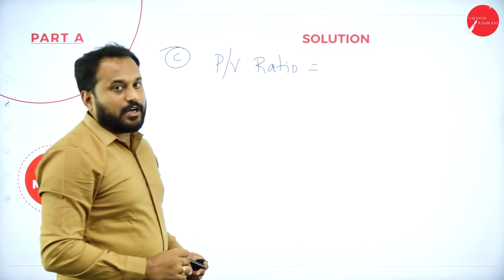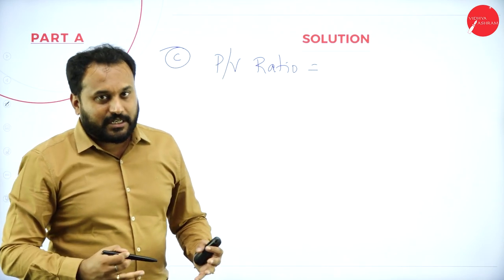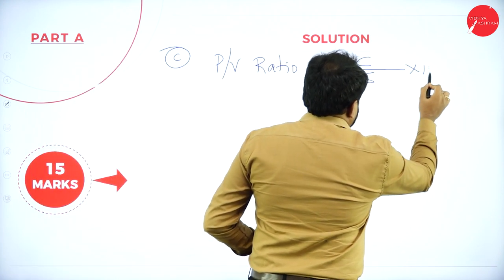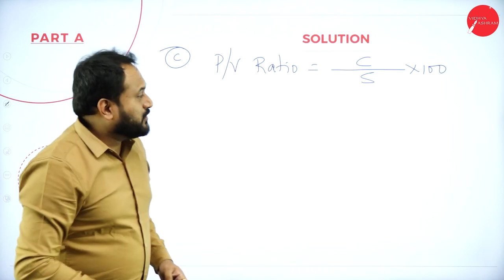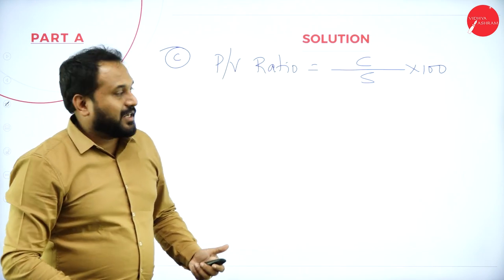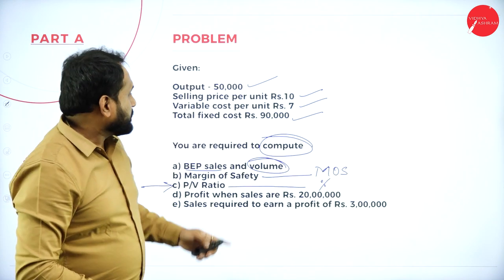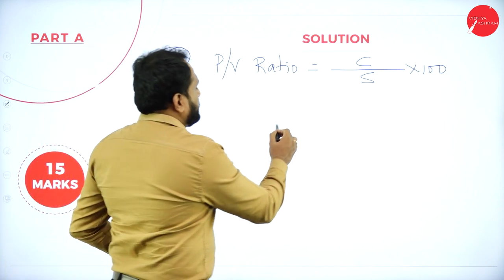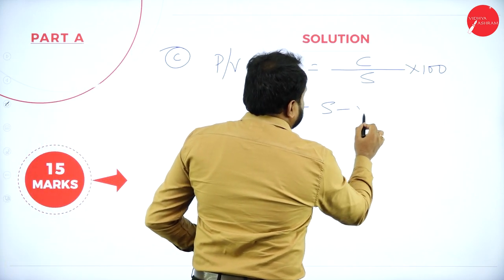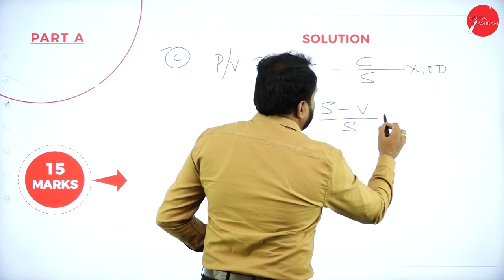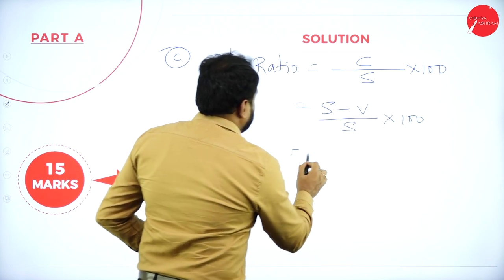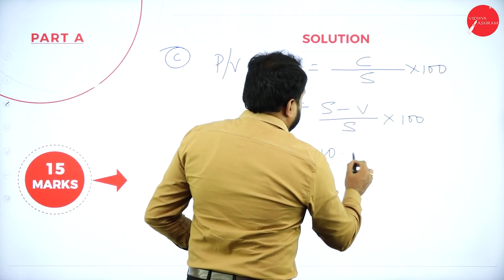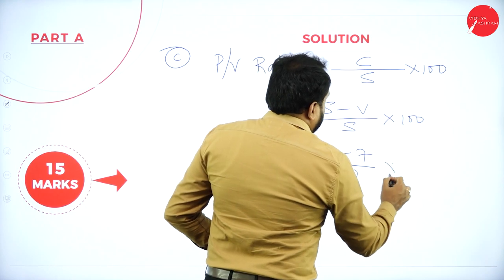So go right here to the sub question. The answer here is PV, P slash V ratio, is equal to, as I told you how to find marginal costing problems, you need to remember the formula C by S into 100. Contribution over sales into 100. We have selling price and variable cost, so the contribution formula can also be written as selling price minus variable cost per unit divided by selling price into 100. Selling price is 10 rupees and variable cost is 7. So we'll go with 10 minus 7 divided by 10 into 100.